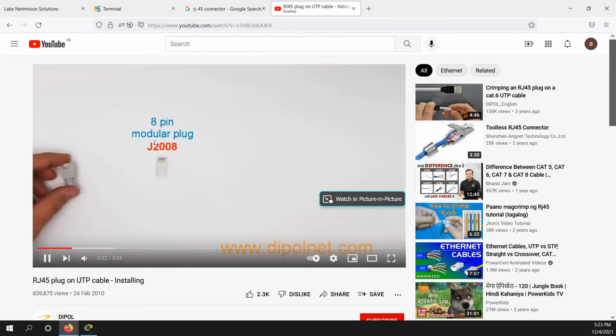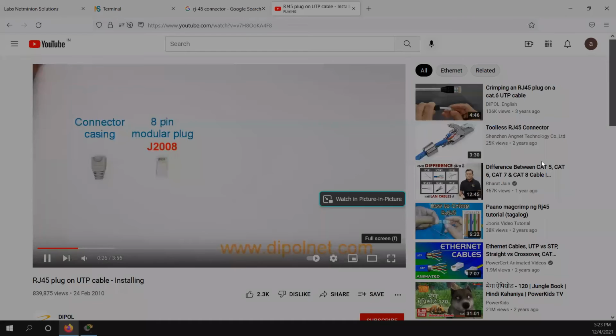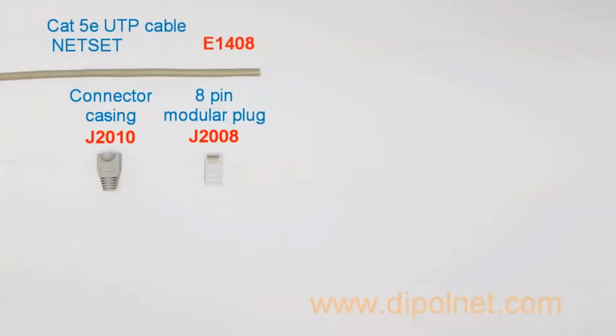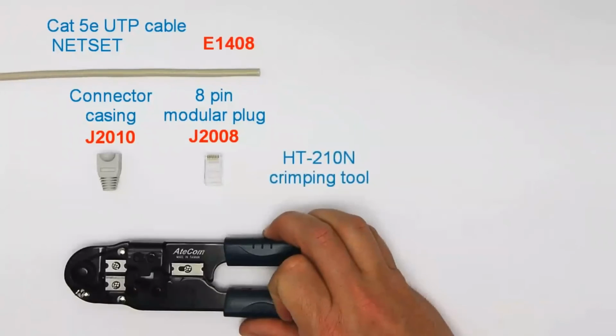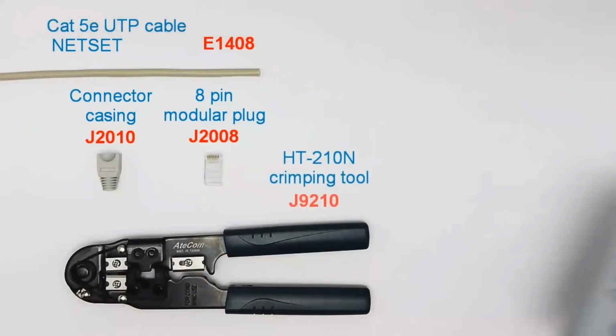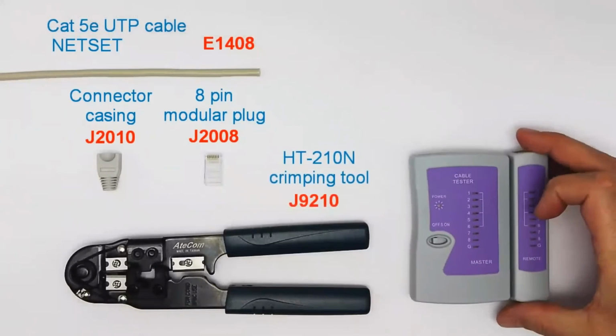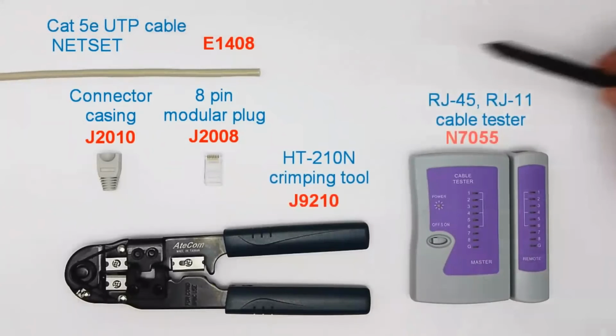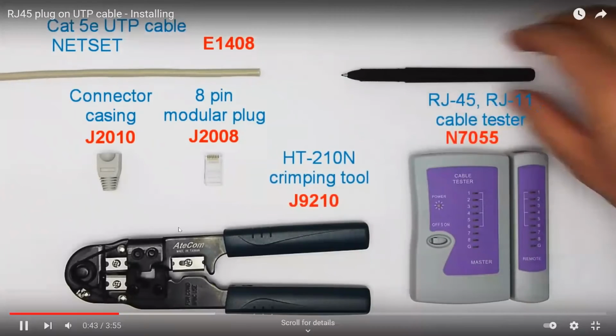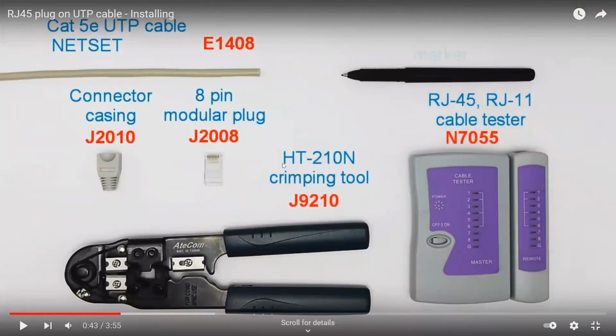So 8-pin modular connector. Sorry, I'm pausing here. Basically, this is a crimping tool. This is the RJ45 connector, and this is your cable. Cables have different categories, for example Cat 5, Cat 6. We will talk about their categories.